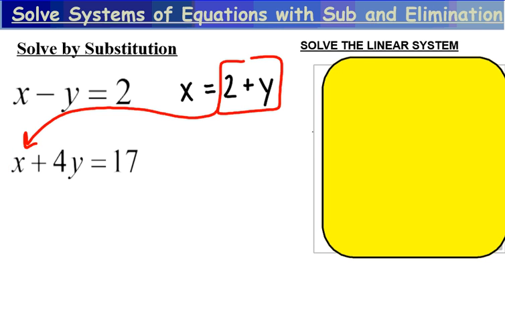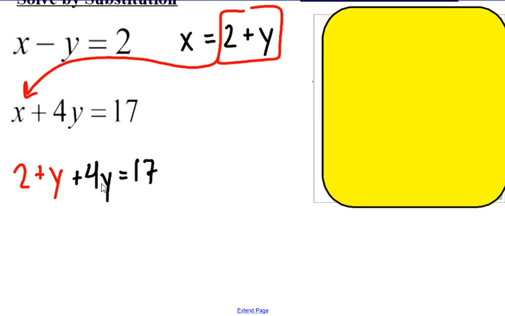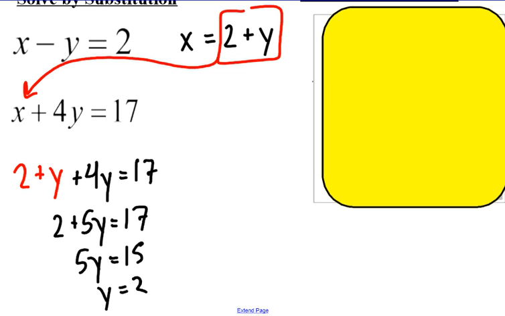So when I substitute down here, I'm going to get 2 plus y, and then I have the plus 4y equals 17. I can combine this y and that 4y to get 2 plus 5y equals 17. If I subtract the 2, I get 5y equals 15, and then y equals 3. So I have half of the point of intersection. I know that those two lines are going to cross at blank, comma 3, because I know the y coordinate is 3.